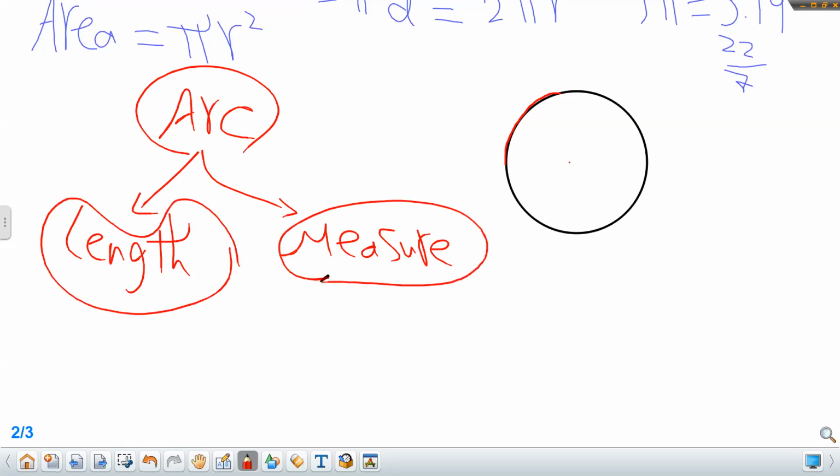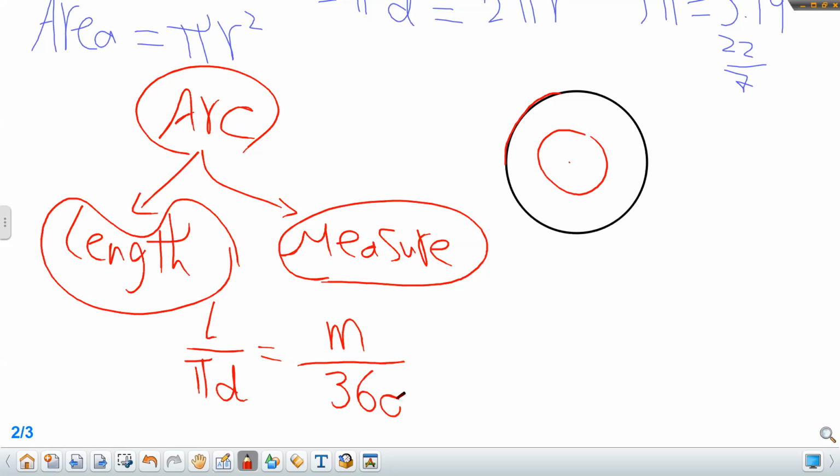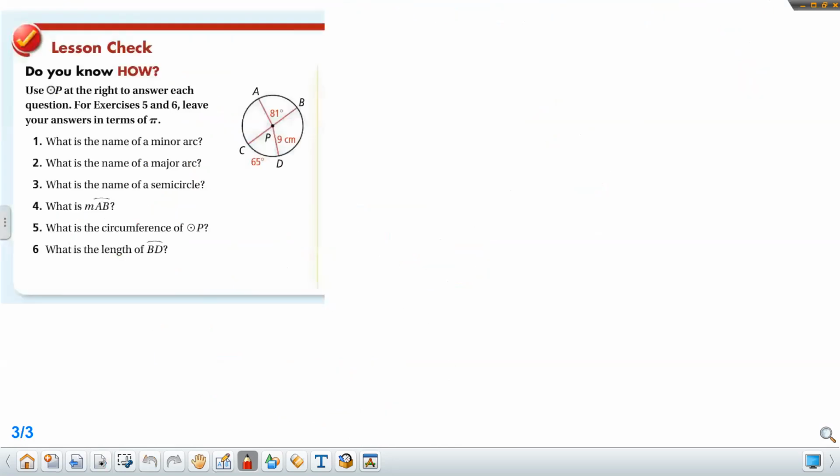But you have a new, important rule: length of arc over length of the circle, which is pi D, equals measure of arc over measure of the circle. What's the measure of the circle? It's 360. So the new rule is: length of arc over pi D equals measure of arc over 360. Now we can solve some exercises.